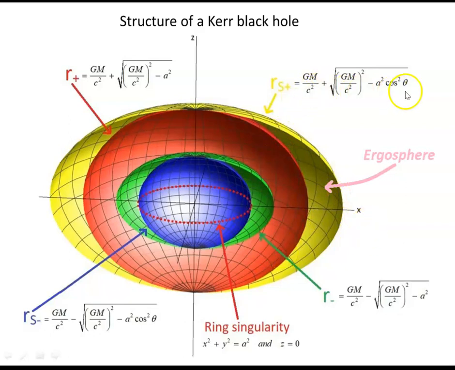These are the equations that specify these surfaces, and although they look like an r equals constant, except for the stationary limit surface, these surfaces, as we'll see in this video and the next one, are actually oblate spheroids and not spheres.